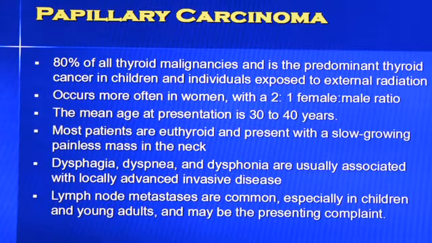Papillary carcinoma: 80% of all thyroid malignancy is a papillary carcinoma. That's good because that is more or less a benign, or what we call a slow-growing, malignancy. It occurs more often in women, 2:1, and usually presents from 30 to 40 years of age. Most patients are euthyroid and present with a slow-growing, painless mass in the neck.